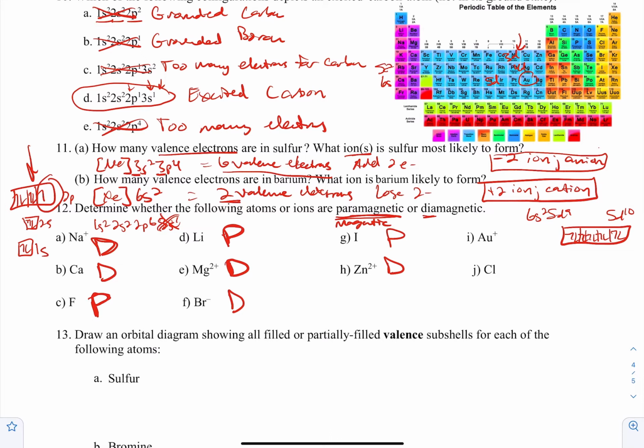But now, seeing this rule with this D subshell, we recognize that this is now diamagnetic. So I'm going to put diamagnetic D.